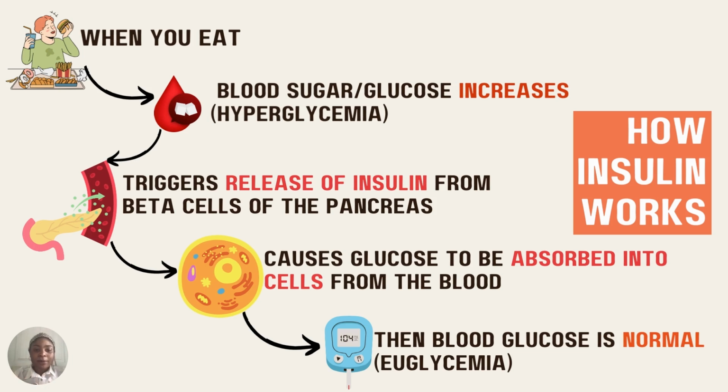There are two common places that this excess glucose is stored. It's stored in your liver or in your muscles. And it's not stored as glucose, it's stored as glycogen.